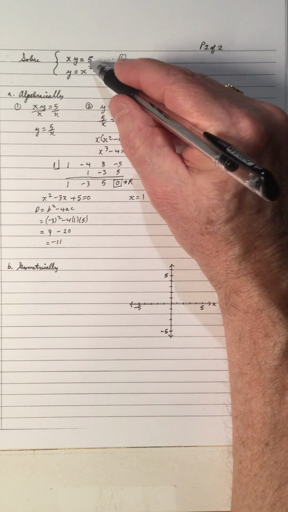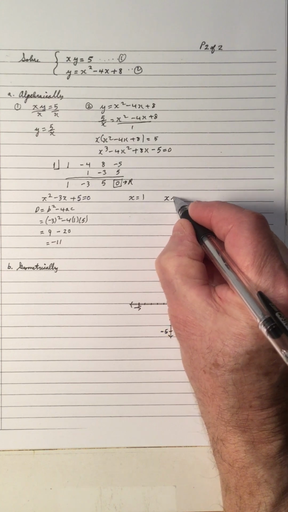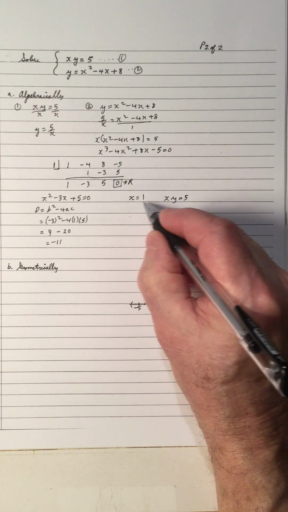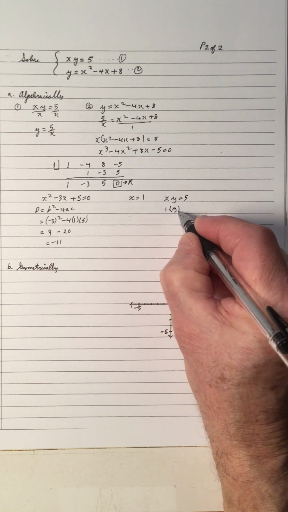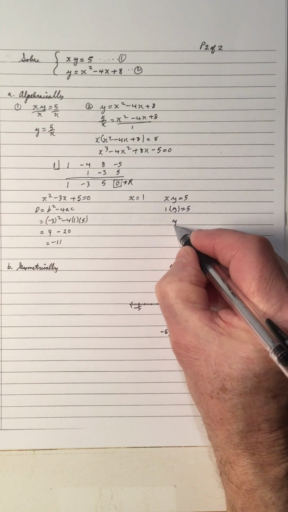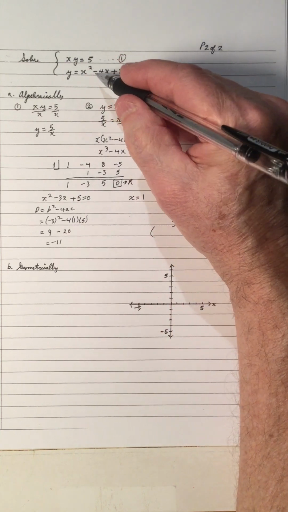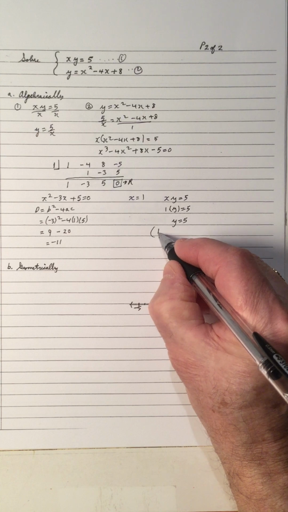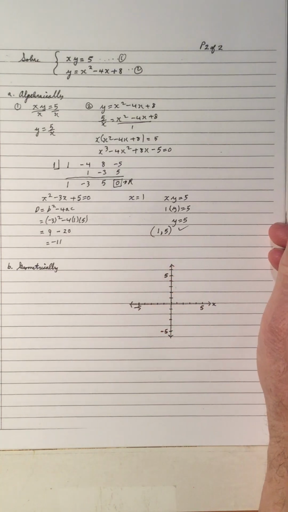So if x is 1, we can sub it into the equation. Let's sub that into x times y equals 5. x is 1, so we get 1 times y equals 5. So y is 5. So this hyperbola and the parabola will intersect at the point (1, 5). So that's the answer algebraically.